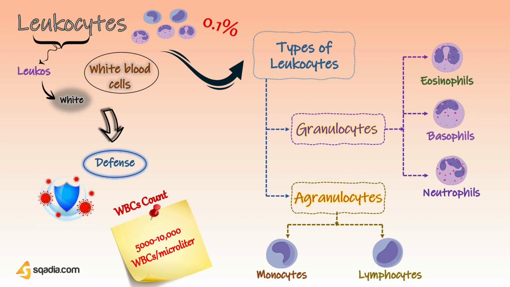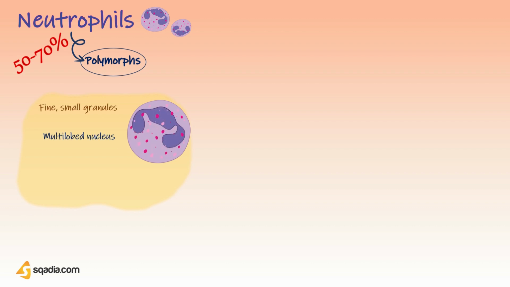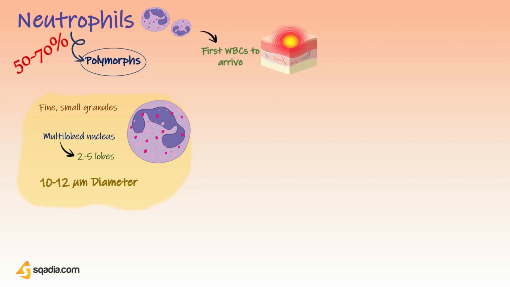Starting with granulocytes, where first granulocytes are neutrophils. Neutrophils are the most abundant granulocytes that make up 50 to 70% of the leukocytes in most adults. Neutrophils, which are also known as polymorphs, have fine or small granules in the cytoplasm. Nucleus is multilobed, with no lobes in younger cells and 2 to 5 lobes in older neutrophils. Diameter of neutrophils is 10 to 12 micrometer.